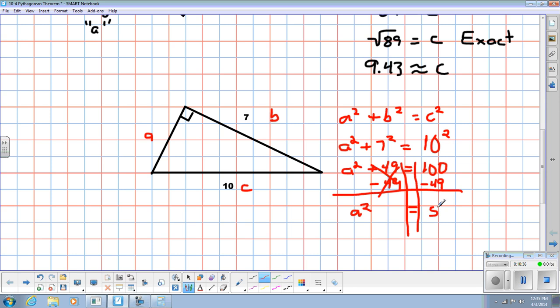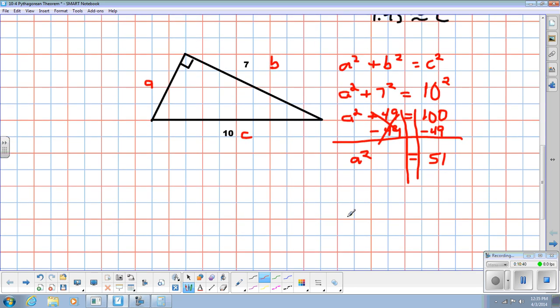That's 51. And 51 is not a perfect square, is it? So that means I'll have again an answer that's not an exact answer. The exact answer would be that if I do the square root of both sides, I get a equals the square root of 51. And again, this is the exact answer. So if you're told it should be in radical form, that means this is what we're after, an exact answer. If it doesn't go out to be a perfect square, this is exact.